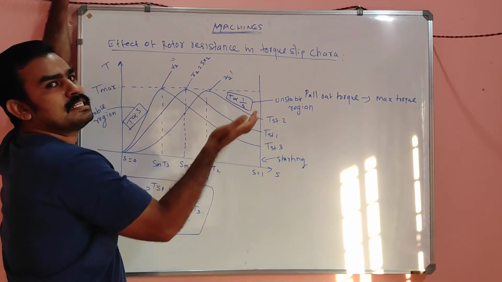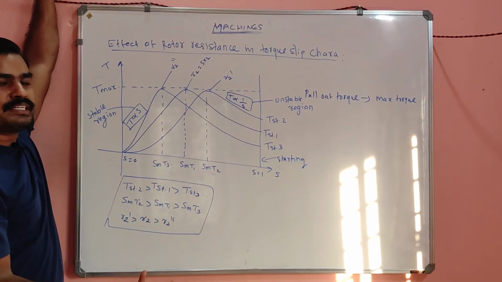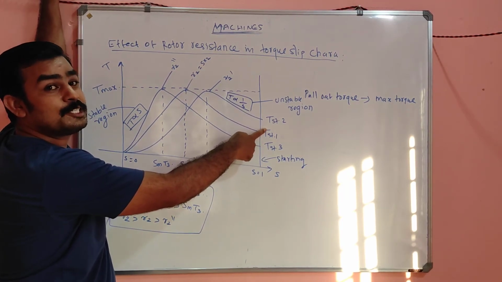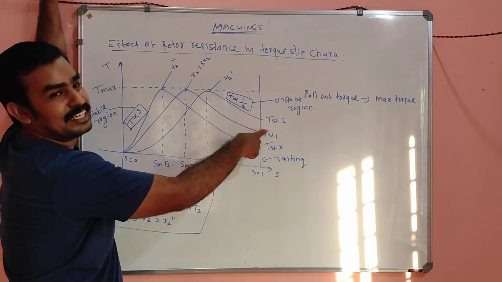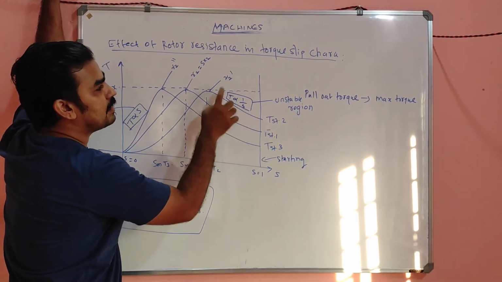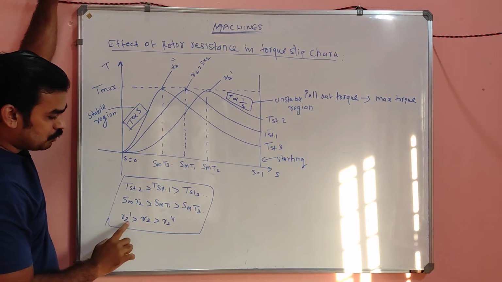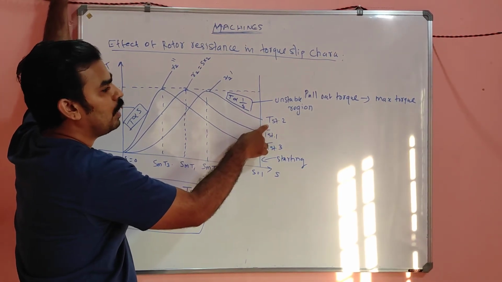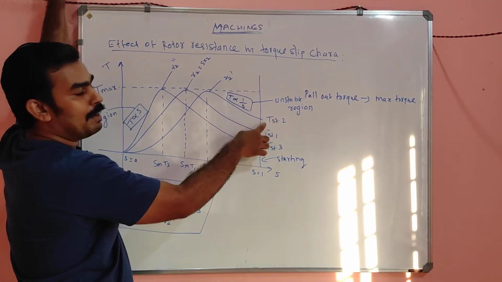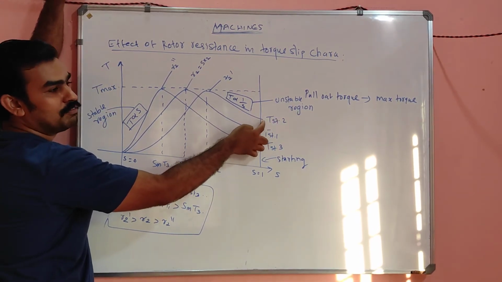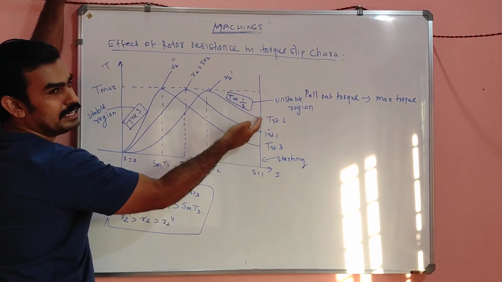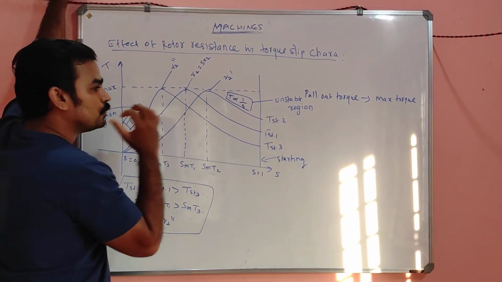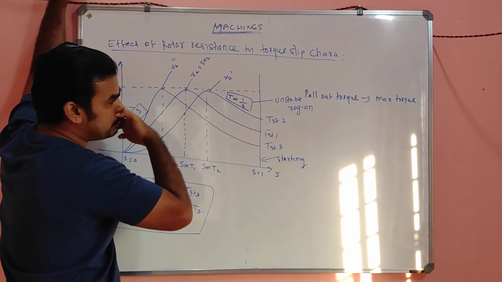If you increase the resistor, definitely the starting torque will be increased. That is the function of adding some resistance in the slip ring induction motor, in order to increase the starting torque, correct? So R2 dash will be greater than R2. If you increase the resistor, again the starting torque will be increased. It is higher than starting torque 1, so this is starting torque 2.